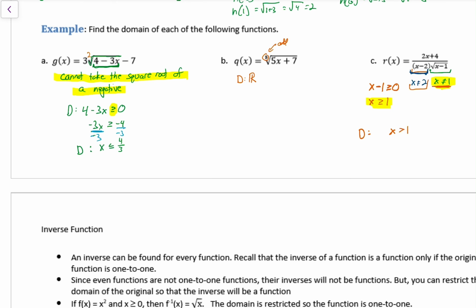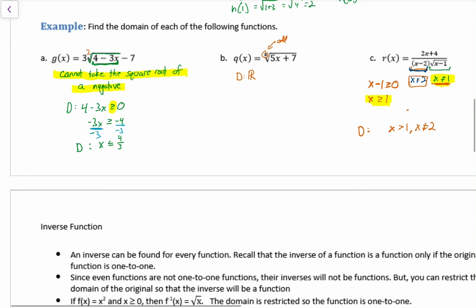Well, it also can't be 2. Now, 2 fits in here. 2 is greater than 1, and so we have to put another stipulation on here. So x is greater than 1, but put a comma here, and x does not equal 2. And so that would be our domain for this part C.